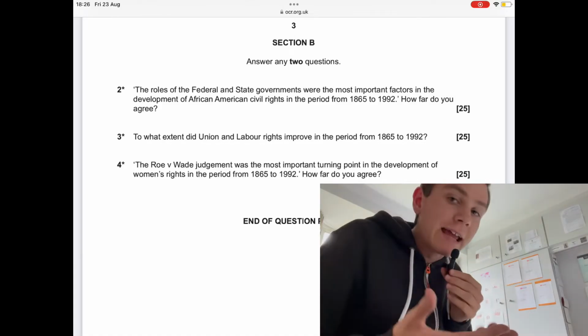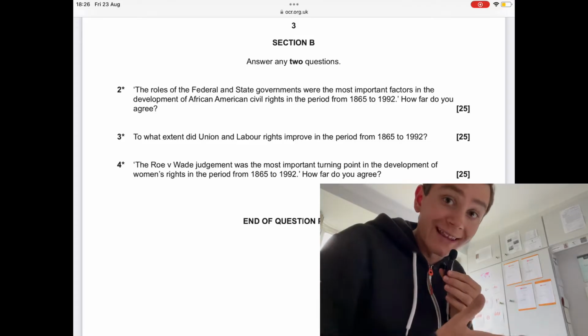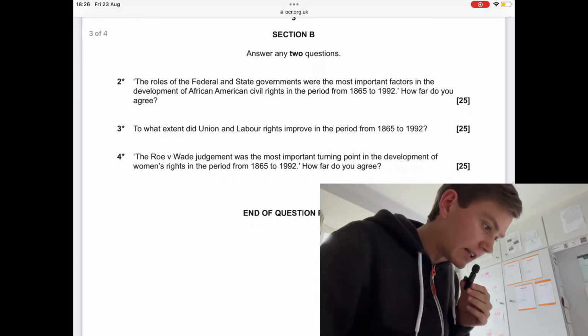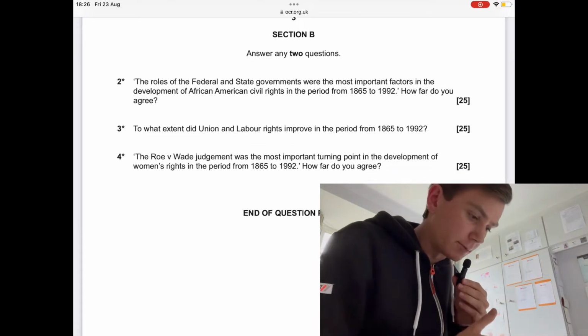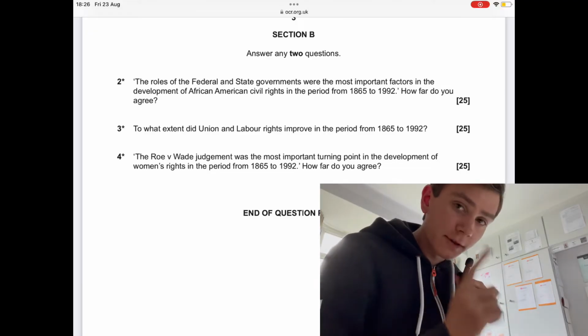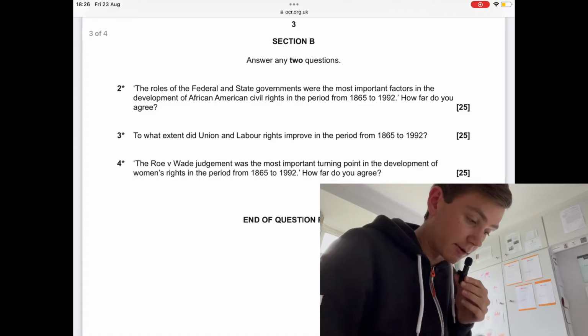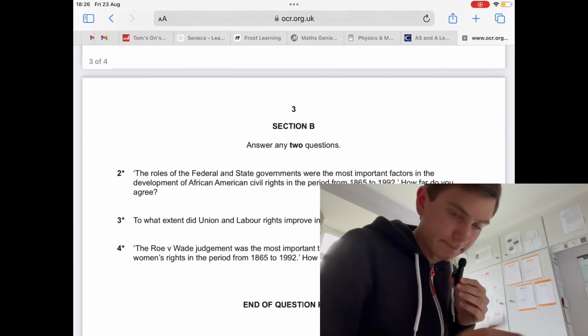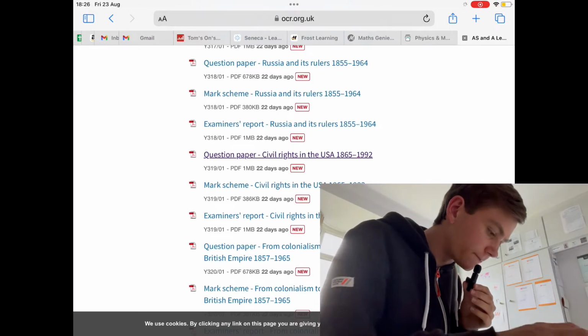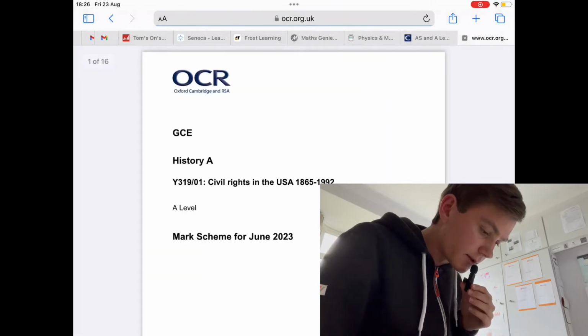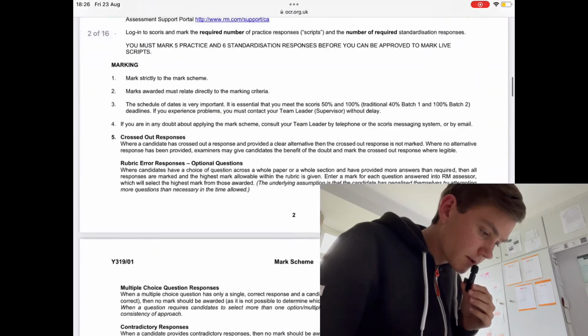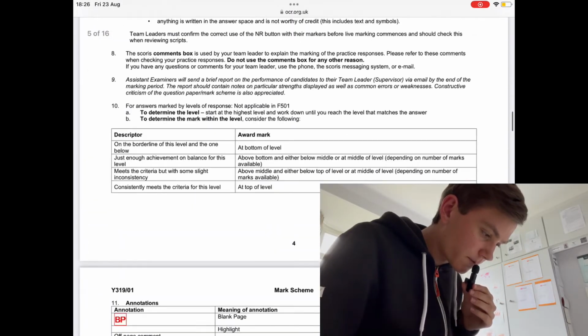At the end of the day, there are so many questions you can get and interpret and analyse at A-level history. This one was about the federal state government, but again, it took out those key words, the most important factors, 1865 to 1992, African Americans, which you'll always get. So move on to the mark scheme. Here it is. The mark scheme for this question.